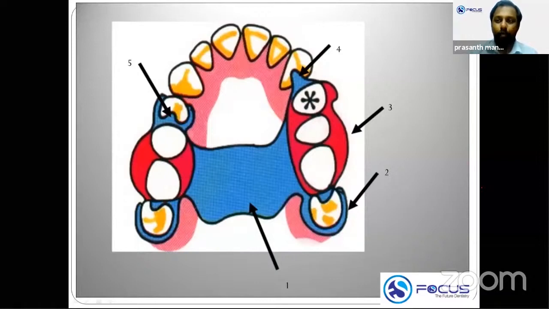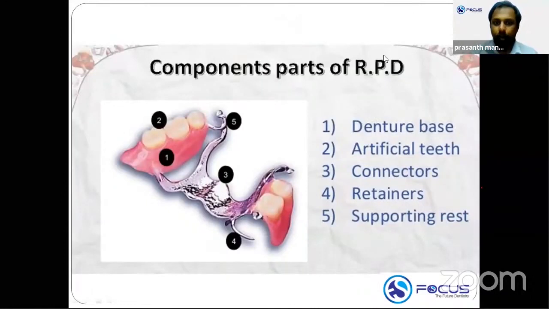So you are familiar with the different components. These are the different components, and I have numbered them again. Number one is the denture base. Number two contains the denture base, and over it you have the artificial teeth. Then number three is the connector, here the major connector. You will have the major connector and the minor connector. Number four are the retainers, the direct retainers. Number five is the rest, or the supporting rest. Clear? Hope it is clear for you all.